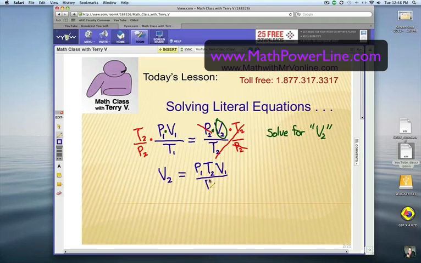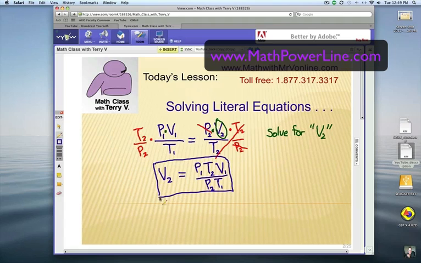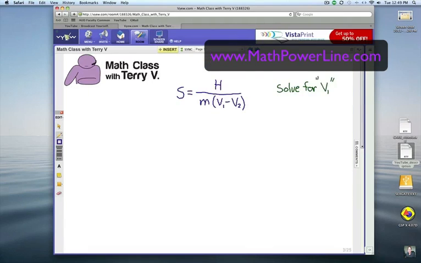Now it looks like just a bunch of alphabet soup, but if you're an engineer or a contractor, and maybe these are time periods or volumes or something that relates to those variables, it basically becomes a multiplication and division problem. But now we have isolated and solved for V2. So that's an example of solving literal equations. Let's look at our next example.